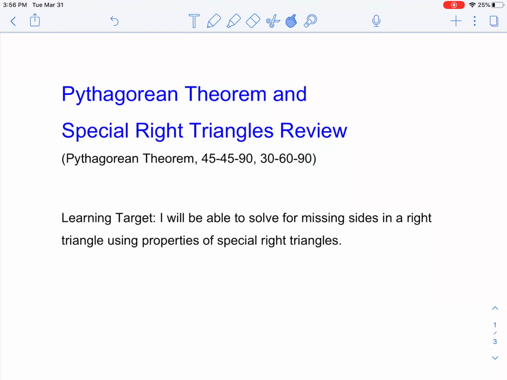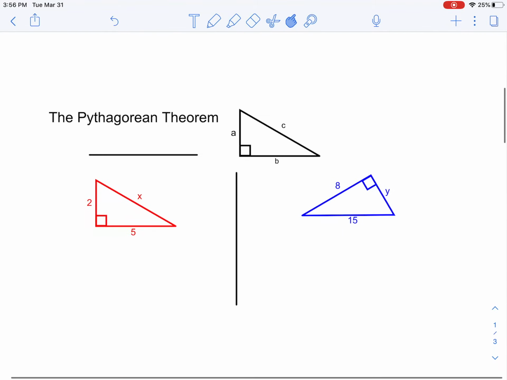Today we are going to review the Pythagorean theorem and our special right triangles, including the 45-45-90 and the 30-60-90. Before we begin reviewing the Pythagorean theorem, I would like to review the parts of our right triangle.